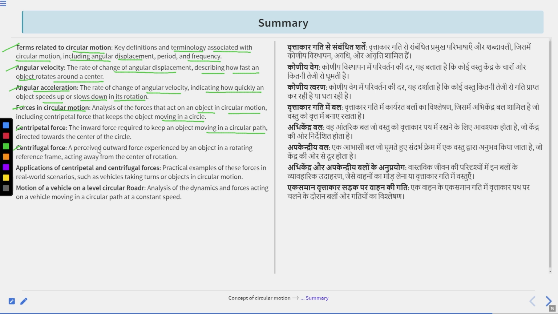Next is centrifugal force, a perceived outward force experienced by an object in a rotating reference frame, acting away from the center of rotation. So these are the important terms we learned in today's lecture. Clear? Next are important applications of centripetal and centrifugal forces, practical examples of these forces in real world scenarios such as vehicles taking turns or objects in circular motion, and motion of a vehicle on a level circular road, analysis of the dynamics and forces acting on a vehicle moving in a circular path at constant speed. Clear?